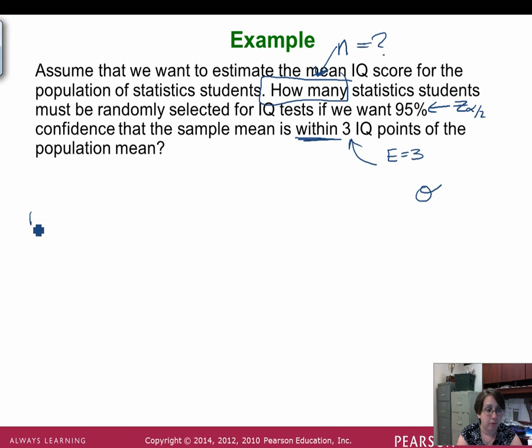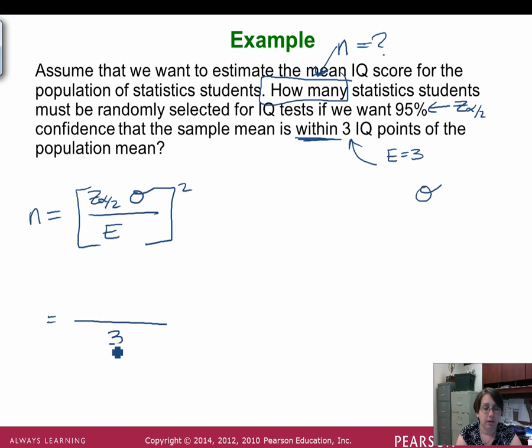So let me write down our formula. n equals z alpha divided by 2 times sigma divided by error, and the whole thing gets squared. Now, your error you plug on the bottom. That's the 3. Your z. All right, let's review. How do you find z alpha divided by 2 for 95% confident?